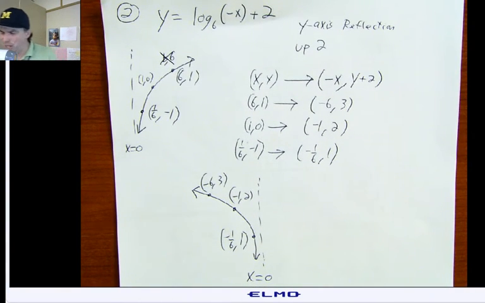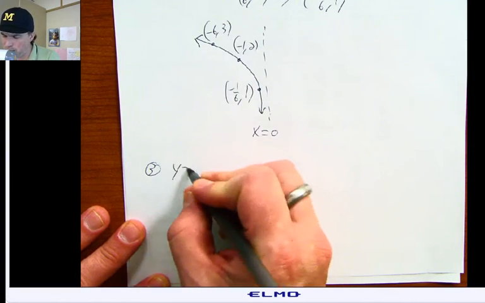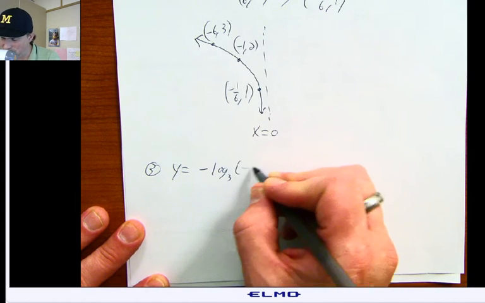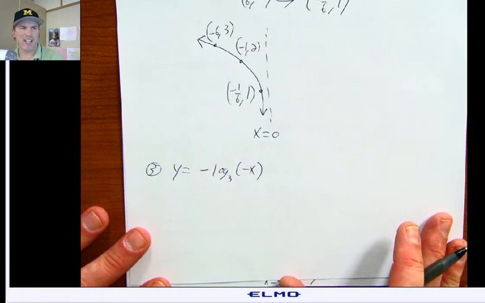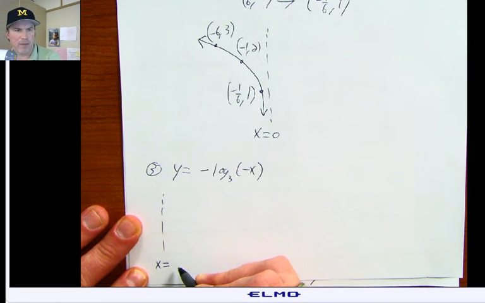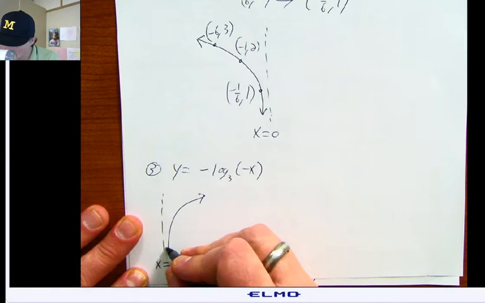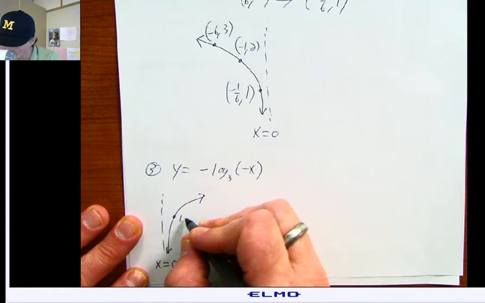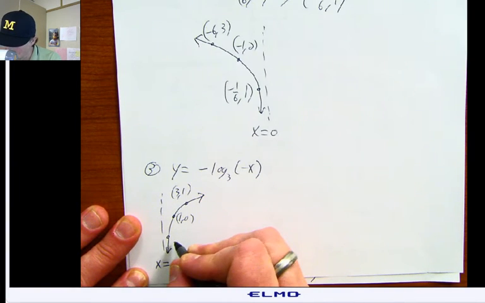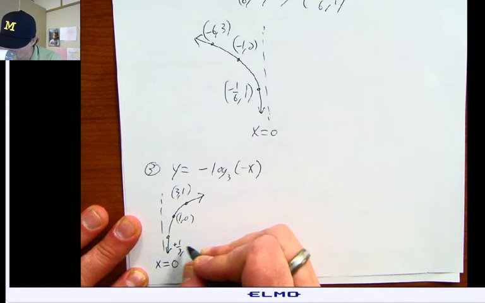I guess the last thing I could think of, just do a really quick example 3. What if it was y equals -log base 3 of -x? So you have both an x and a y reflection. And if we think about this, it'd still be x equals 0. We'd still have the point 1, 0, the point 3, 1, and the point 1/3, -1.